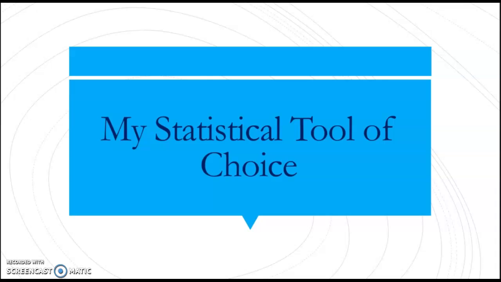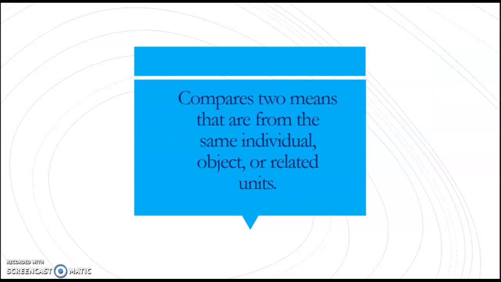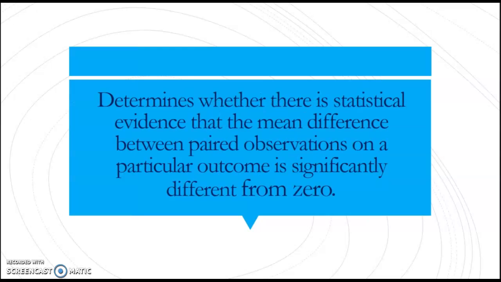Statistical tool of choice. I have chosen the paired samples t-test. This test compares two means that are from the same individual, object, or related units. The test determines whether there is statistical evidence that the mean difference between paired observations on a particular outcome is significantly different from zero.